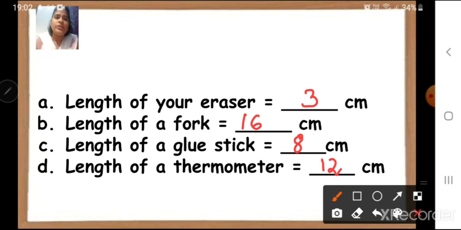So children, till here only we will do it today. Next questions we will do in our next class.